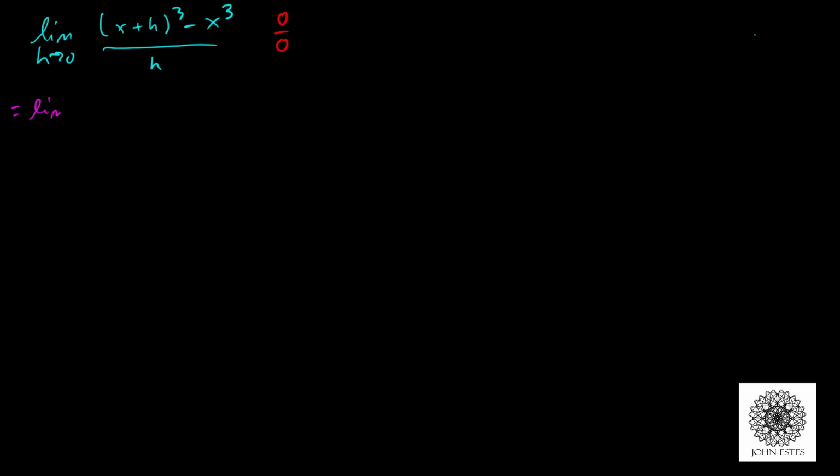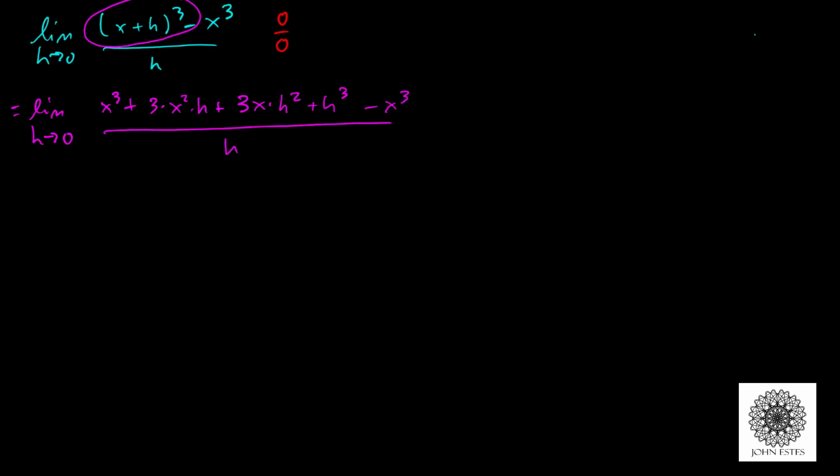The way we're going to do that is by expanding out this x plus h cubed using Pascal's triangle. If you don't know how to do that, it's worth looking up how to do it. It's very useful. But here's what it's going to look like when you do. You're going to end up with x cubed plus 3 times x squared times h plus 3 times x times h squared plus h cubed, and then we have the minus x cubed at the end, and all of that over h.